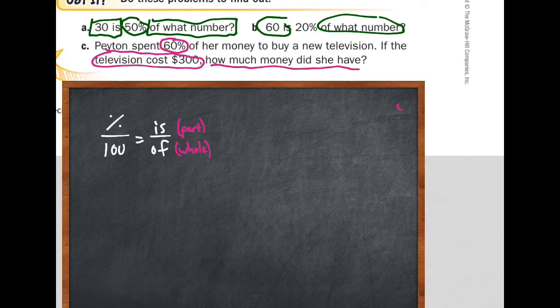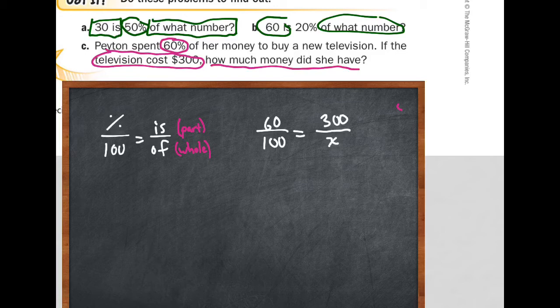All right, so let's get this filled in. So first off, the percent over 100 is the same. 60 over 100. Now, since it's real world, they don't have the word is and of in it. So you have to think which is part, which is whole. So look at this. It says the television cost 300. We have to figure out how much money did she have. Well, the television's cost is only part of the money. The money she had is the total, the whole amount that she had. So that means the 300 is the part. And the whole, we don't know. Remember, that's how much money did she have, and we're trying to figure that out.